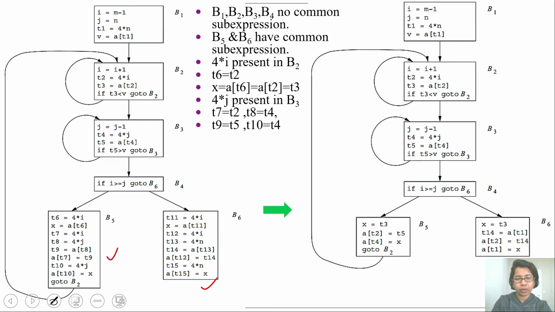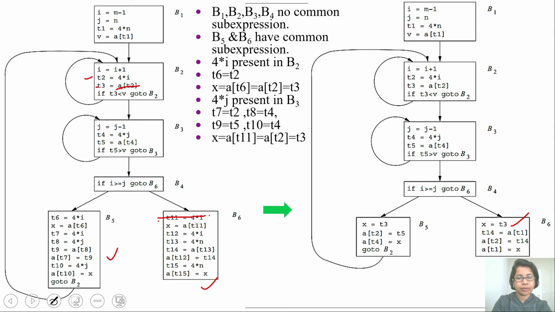Next we will do block 6. First statement, T11 equal to 4 multiplication I. 4 multiplication I is already there in T2, so we will eliminate this. Next, x equal to A of T11. A of T11 equal to A of T2, and A of T2 equal to T3. So you can write x equal to T3.